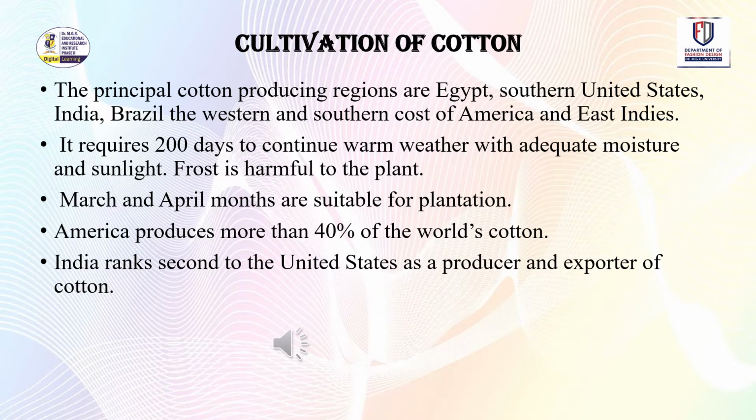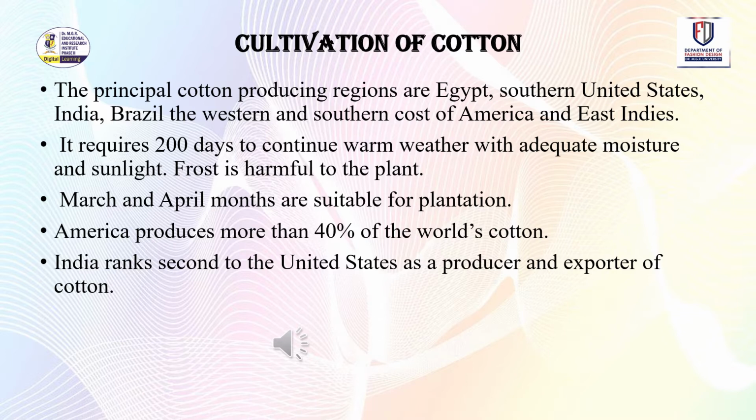Cultivation of cotton. The principal cotton producing regions are Egypt, southern United States, India, Brazil, the western and the southern coast of America and East Indies. It requires 200 days of continued warm weather with adequate moisture and sunlight. Frost is harmful to the plant. March and April months are suitable for plantation.